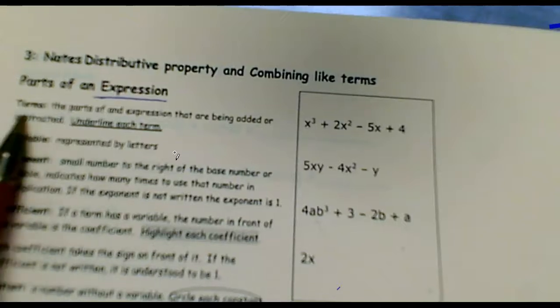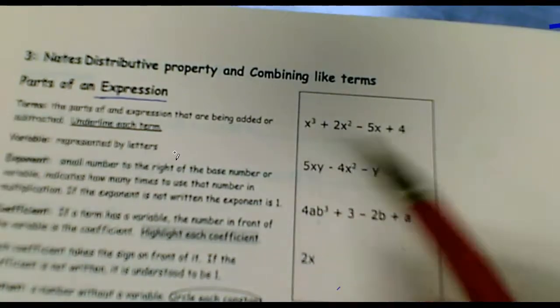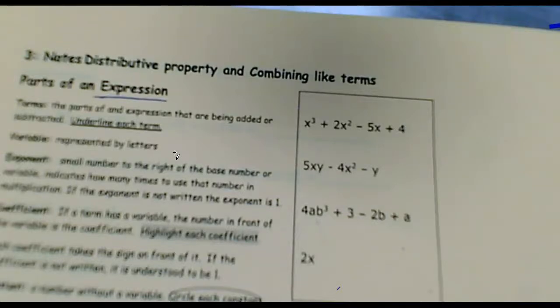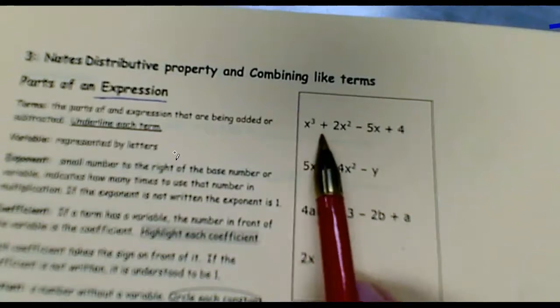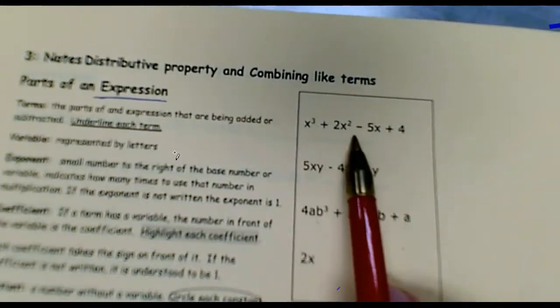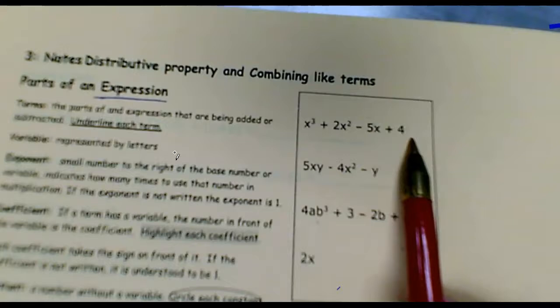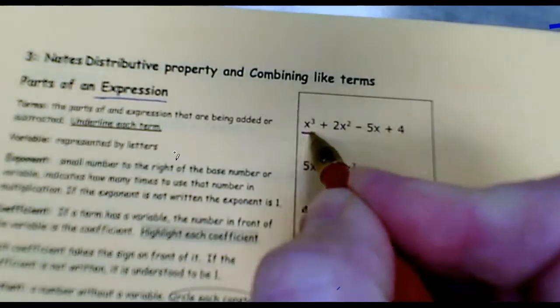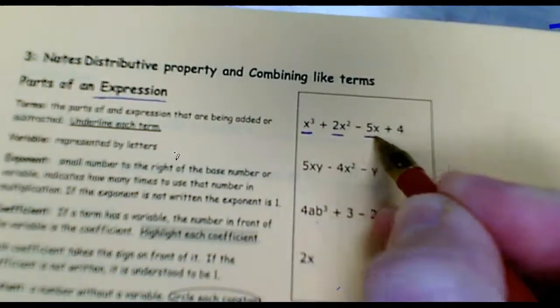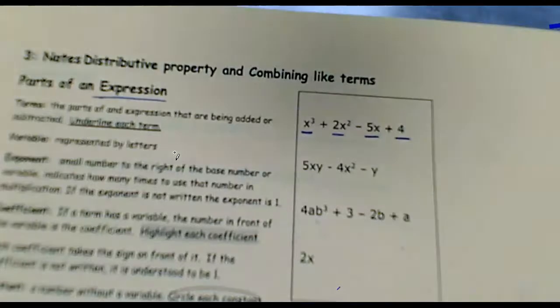Expressions are made up of terms. This has different parts that are held together by adding and subtracting signs. So, this says x to the third power plus 2x squared minus 5x plus 4. Underline each term. These are the separate terms. This has 4 terms. You see them, 1, 2, 3, 4.